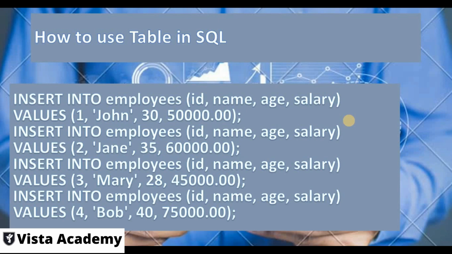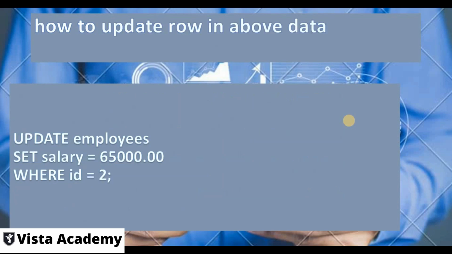Now if you want to put some values here, we can do that. Here we have INSERT into the employees table: ID, name, age, salary. So first is our primary key, then name, then their age, then their salary. This way around four records are inserted here. So that's the way we can do it.